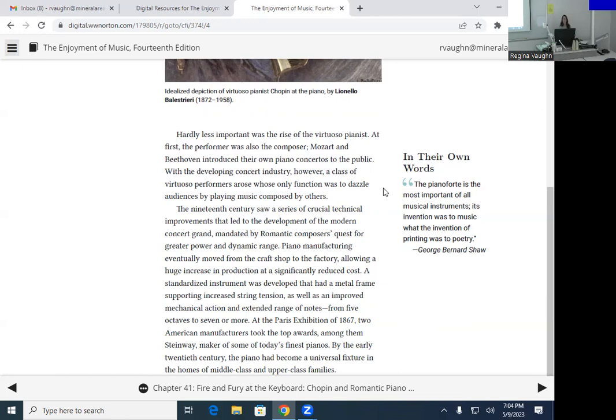The 19th century saw a series of crucial technical improvements that led to the development of the modern grand piano. Mandated by Romantic composers' quest for greater power and dynamic range. We're always trying to improve and get louder louds and softer softs on the same instrument. Piano manufacturing eventually moved from the craft shop to the factory, so they were mass produced, and that meant that they could be cheaper, just like Henry Ford in his car.